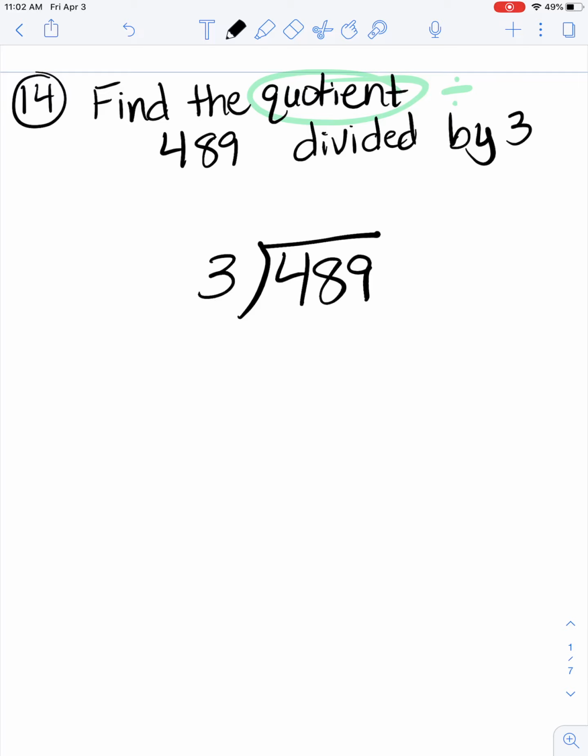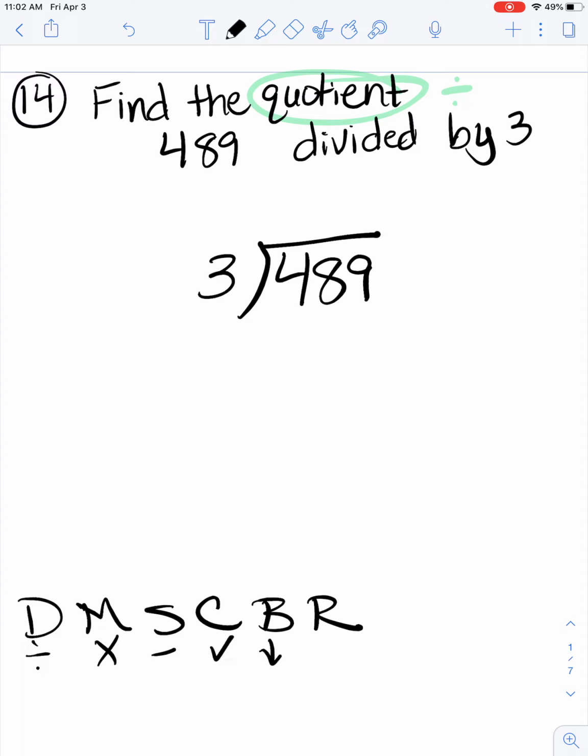So remember, I'm trying to decide where I want to write it. Does McDonald's serve cheeseburgers raw? That stands for divide, multiply, subtract, check, bring down, remainder, or repeat and remainder.